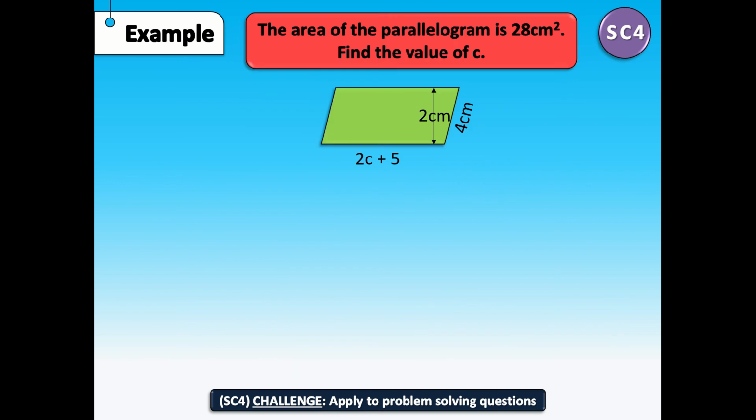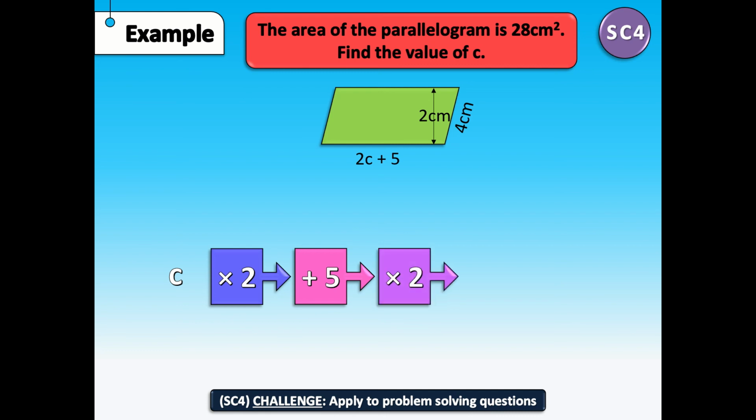Now let's have a look at a question like this. We want to work out the area of the parallelogram. Well, that's 28 centimeters squared, so we want to find the value of C. Now to find the area of the parallelogram, we do the base times the height. So let's write down what we're doing to C. We've got 2C plus 5, so that means we're timesing C by 2 and then adding 5, and then we times that by the height of the parallelogram. So the height of the parallelogram is 2, and that gives us the area of the parallelogram, which is 28.